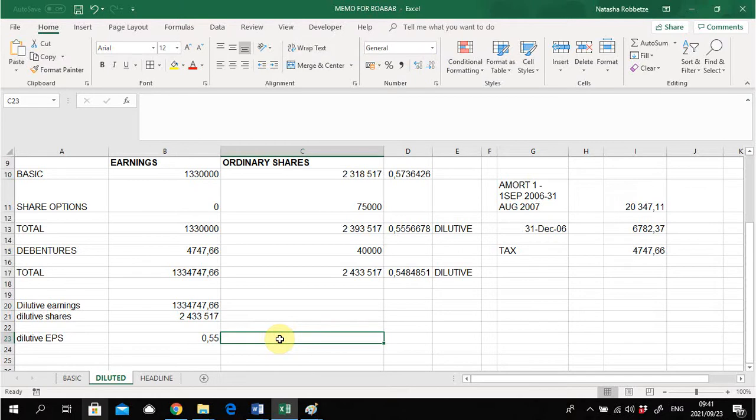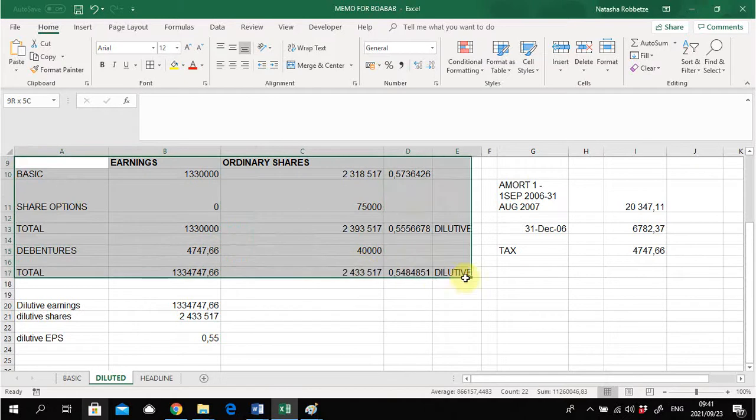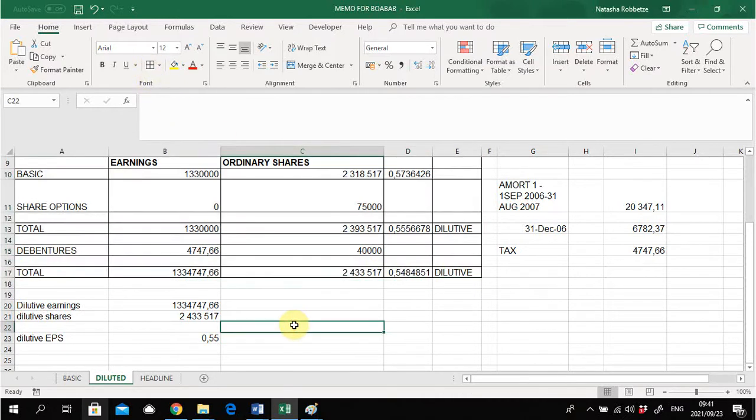So the dilutive earnings per share, 0.55. So it's 55 cents per share. Right, great. So far, so good. We've done our basic earnings. We've done our dilutive earnings. Now we need to move on to the headline earnings.